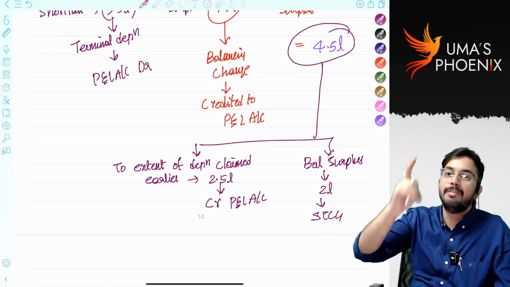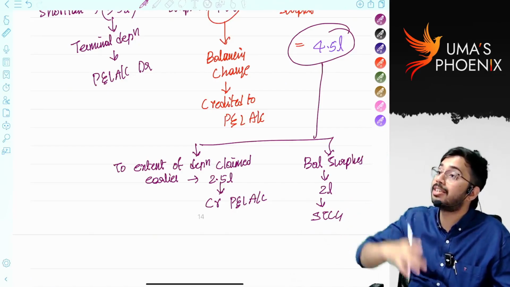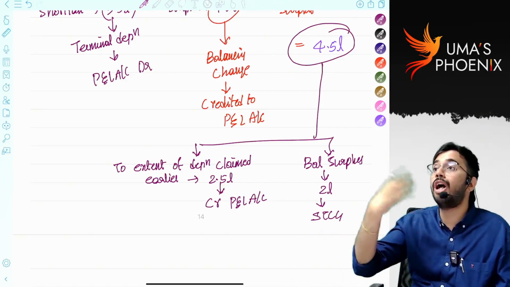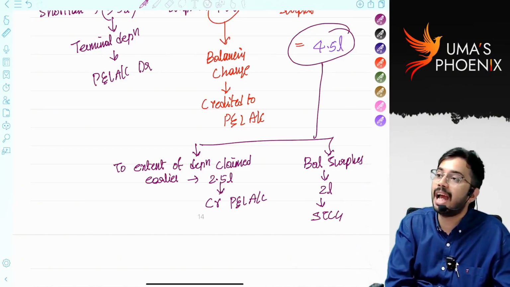Think logically. The building was purchased for 10 lakhs. After 5 years, it was sold for 12 lakhs. That means over and above cost, they are receiving capital profit, extra profit. So that's why it is taxable as capital gains.